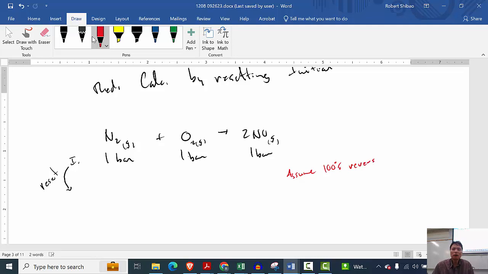This is like the water. So now I have water in both places, but I'm going to push all the water to the left side, and that's assuming 100% reverse. And so this is going to be minus 2y, where 2y is 1 bar. This is minus 1 bar. This is going to be plus y, which will be plus a half a bar. And this is going to be plus y. This is going to be half a bar.